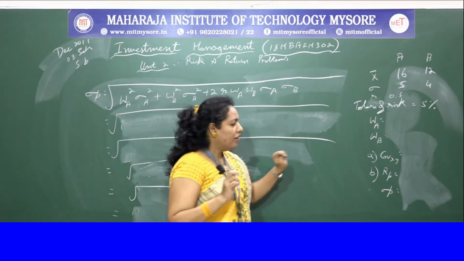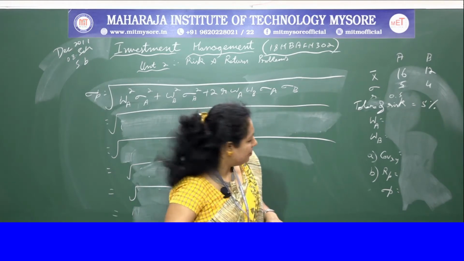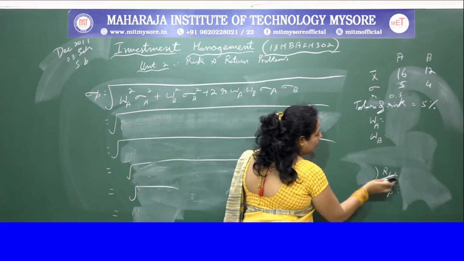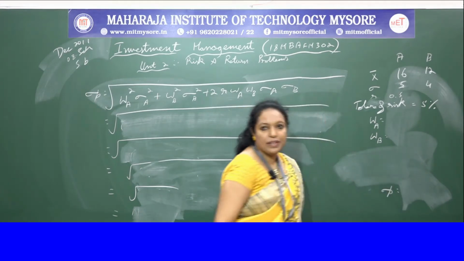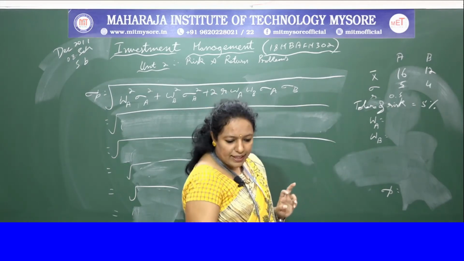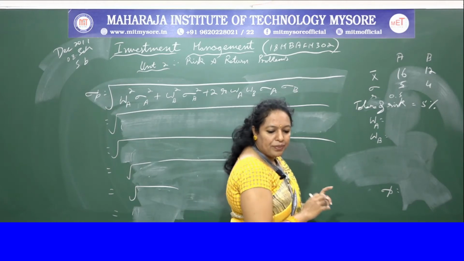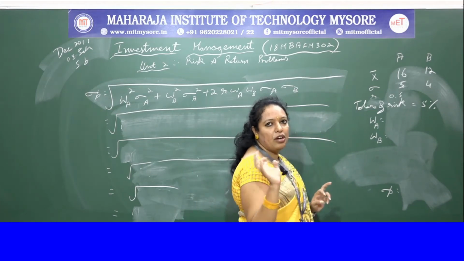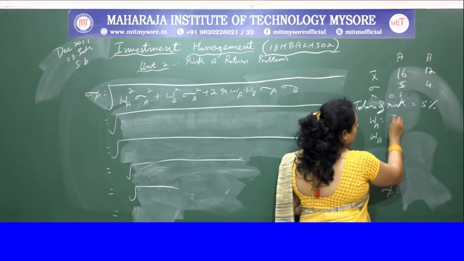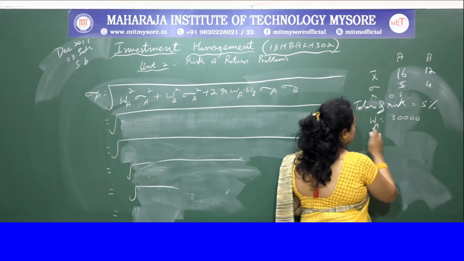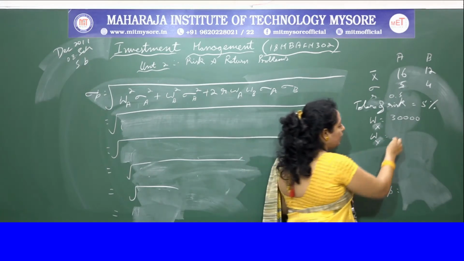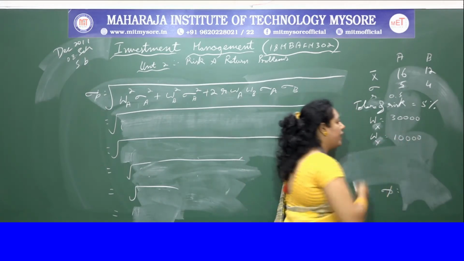Okay. So here we have to calculate the weight first. They have asked to calculate only risk. So let's begin with the calculation of weight. They have said 30,000 for stock X and 10,000 for stock Y. So how do you calculate? Just see here. Okay. 30,000 for stock X and 10,000 for stock Y.